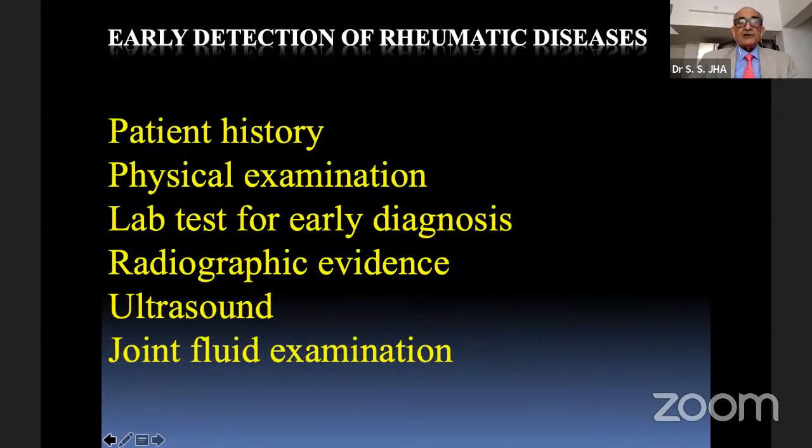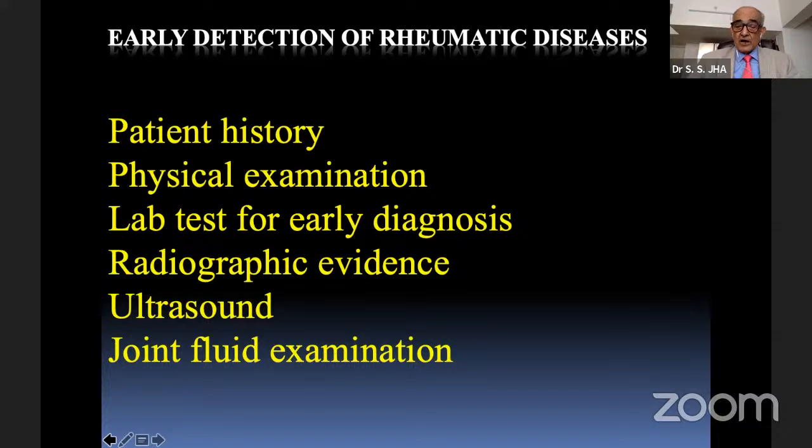Now for early detection, what are the various parameters that will be required? Patient's history is always very important. I always keep on telling, talk to the patient till the patient gives you the diagnosis. Physical examination is so very important. Lab tests are necessary for early diagnosis and classification too, but they are not the sole factors responsible for making a diagnosis.